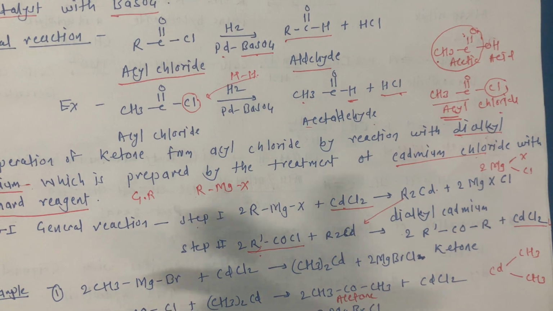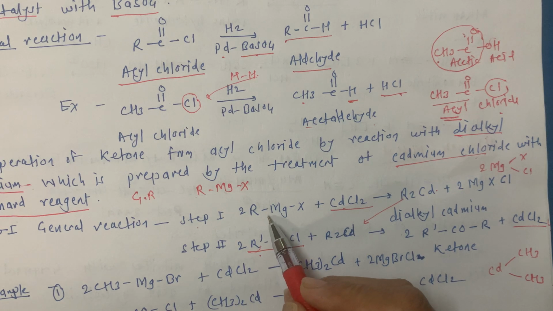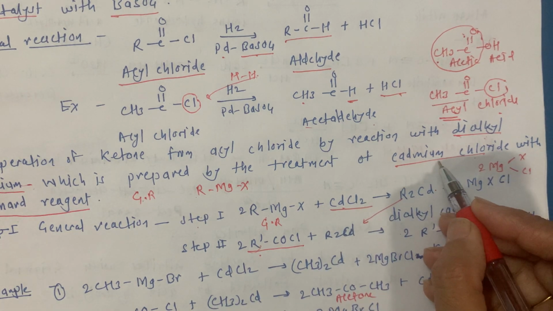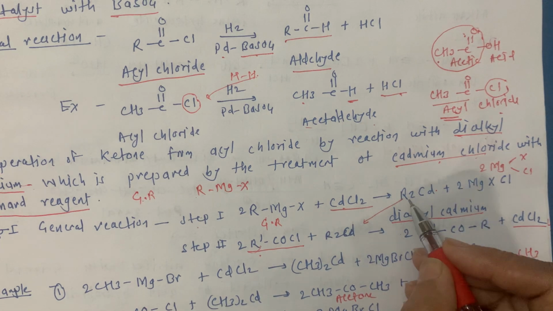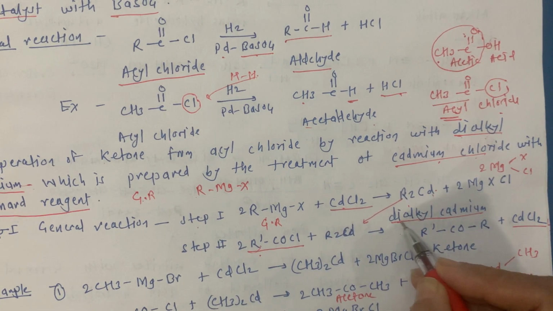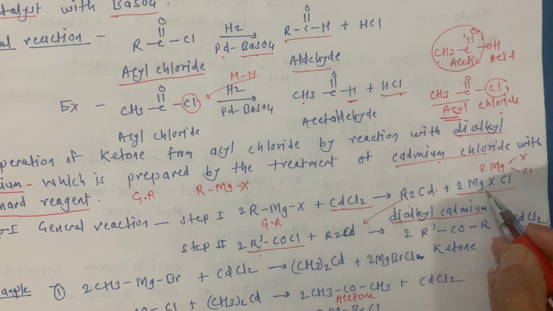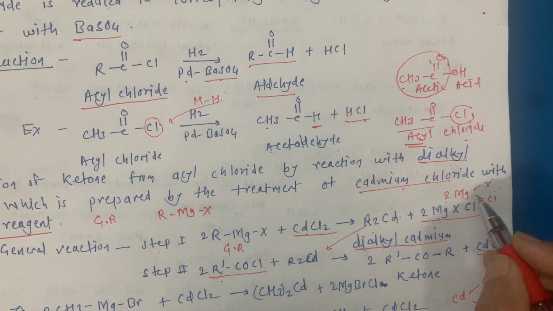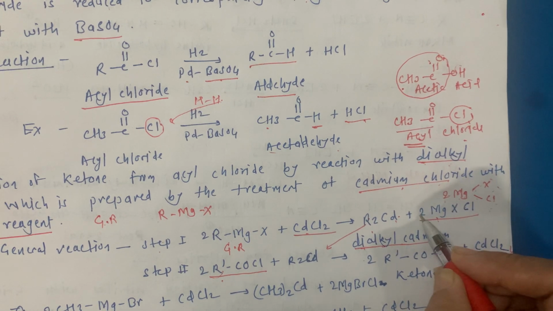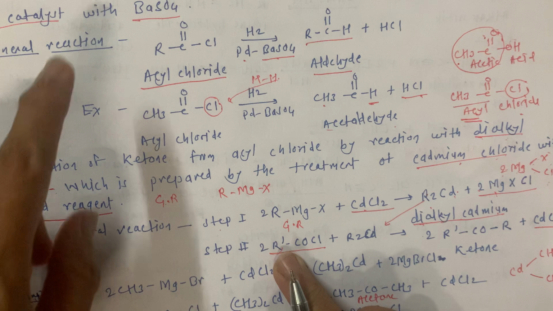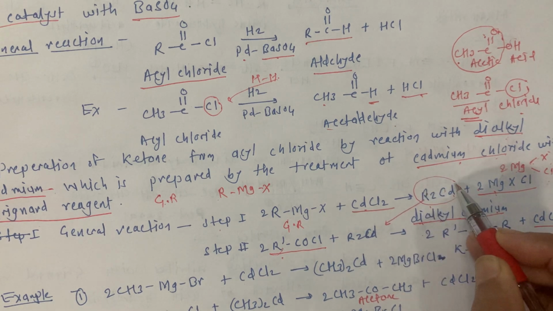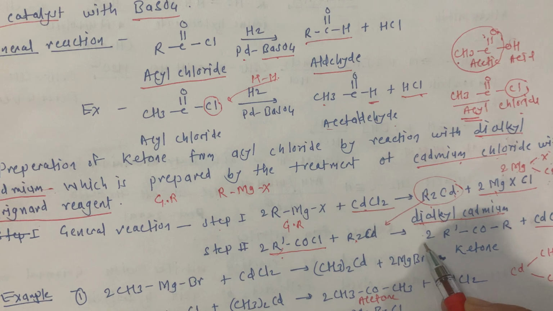So what is this reaction? There are two steps. Step 1: RMgX, our Grignard reagent, reacting with cadmium chloride gives you dialkyl cadmium, R2Cd. This is dialkyl and cadmium is there, so this is dialkyl cadmium. What is the byproduct? The byproduct is twice MgXCl. You can write it like this or like this, both ways it is the same: Mg bond X, Mg bond Cl, two molecules, so we write 2 here. Now what is step 2? We started with the acyl chloride, so here also the acyl chloride. Now this R2Cd which we prepared in the first step is going to react with this, and this is converted into ketone.